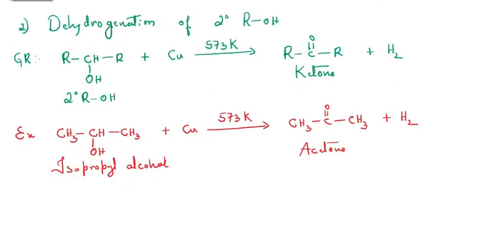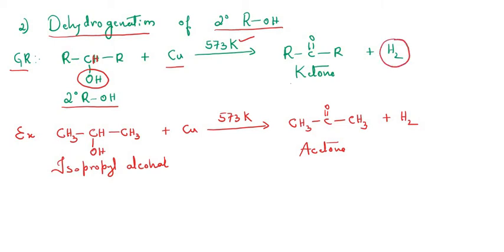Now the second method is by dehydrogenation of secondary alcohols. Here we have a general reaction. A secondary alcohol is taken here. We can see that the OH group is linked with a carbon atom which has only one hydrogen, so it is a secondary alcohol. When vapors of a secondary alcohol are passed over heated reduced copper at 573 Kelvin, dehydrogenation takes place, yielding a ketonic compound. We have an example here.